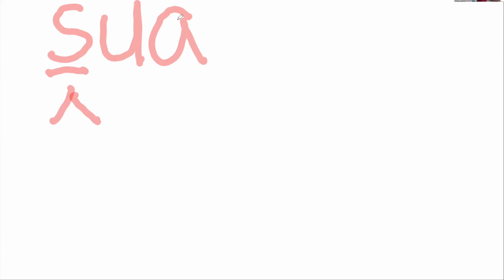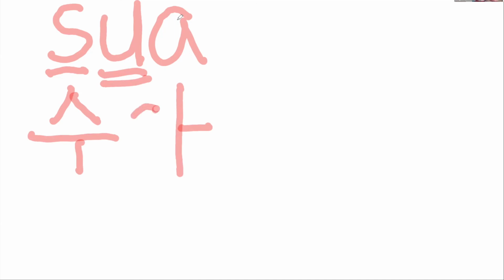Here, U is a vowel. Look at this paper. U is this one. So U is bottom, ground vowel. And A is this one. But we need the initial consonant. So we need a filler. The filler consonant is ieung. Okay? So su a.